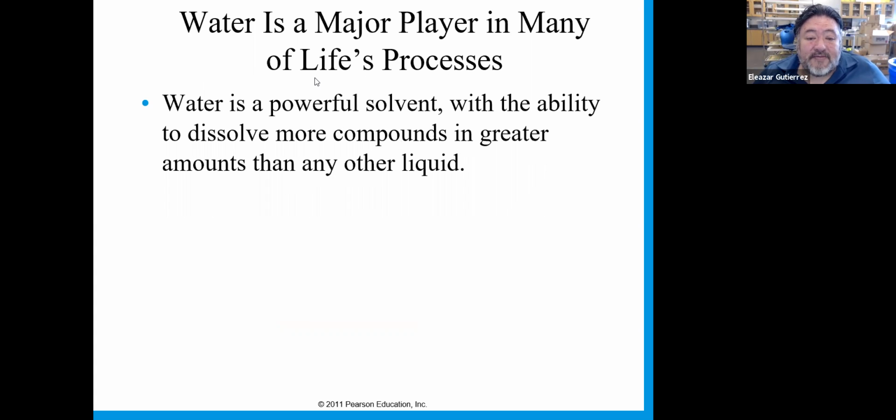So it's a powerful solvent. It has the ability to dissolve more compounds in greater amounts than any other liquid. That's another way of saying it is a powerful solvent. And why? Again, because it is a strongly polar covalent liquid, which allows it to separate ions that are strongly attracted to each other.